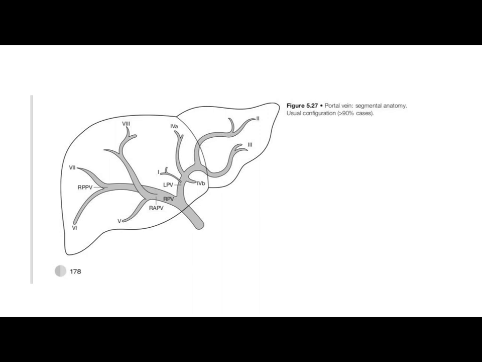Portal vein and segmental anatomy. The portal vein we divide into the right anterior and right posterior portal vein. Anterior will supply segments 5 and 8, and the posterior division will supply segments 6 and 7. And the left portal vein will supply segments 2, 3, and 4A and 4B. And it will also supply the caudate lobe. The caudate lobe can be supplied by the left and or the right portal vein.